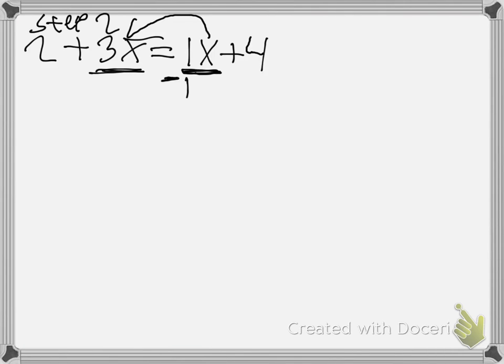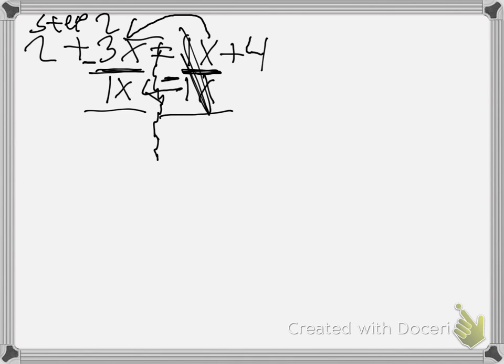It is a positive. So 1x minus 1x, they cancel each other out. So we got rid of it. But remember, this is a mirror. Whatever we do on one side of the equal sign, we got to do on the other. So 3x minus 1x would be 2x. Okay? And so the rest of this falls: equals 4. This falls, there's nothing under it.